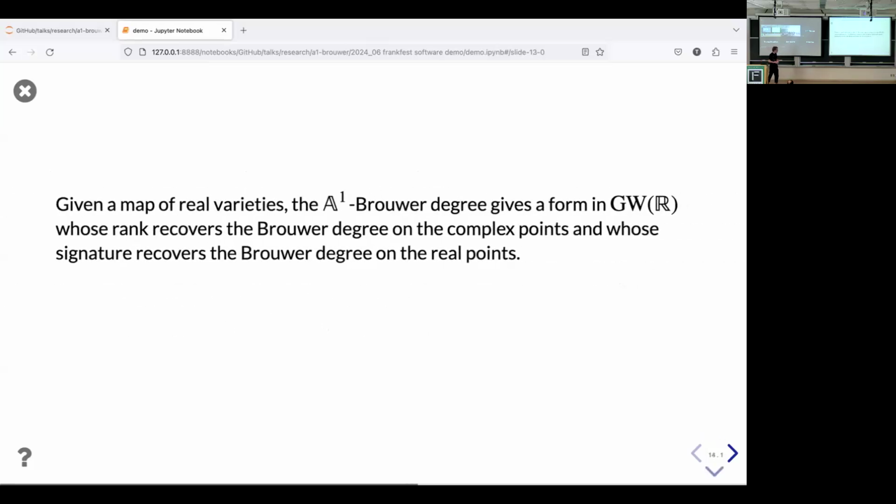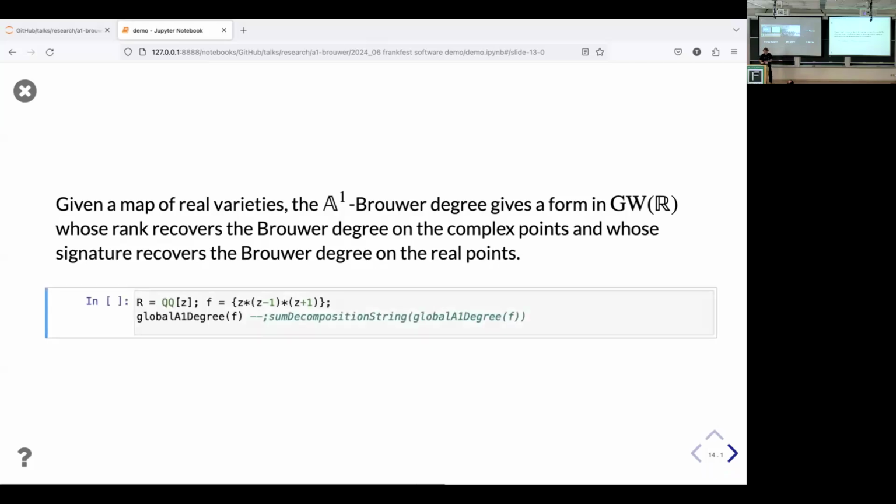OK. So if I were over the reals, I could take an A1 Brouwer degree, and I get a form in Grothendieck-Witt of R. And again, we need rank and we need signature to classify this form. And the rank, again, is telling you if I base change to C, how many points do I see in the fiber. And the signature is telling you something slightly different.